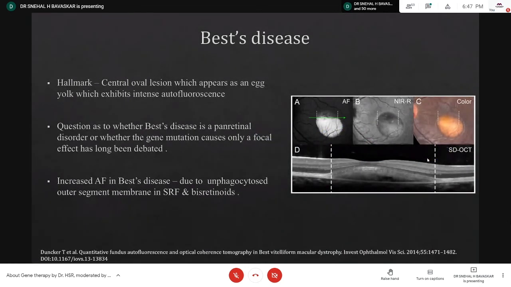Coming to the next disease, which is Best disease. The hallmark of the disease is a central oval lesion, which appears like an egg yolk, exhibiting intense autofluorescence. There were always questions regarding whether Best disease is a pan-retinal disorder or whether the gene mutation can cause only a focal effect. EOG, as you know, measures the transepithelial potential difference across the RPE and not in a localized state. Increased autofluorescence in Best disease was due to the unphagocytosed outer segment membrane in the SRF and the bisretinoids and the bisretinoid precursors.